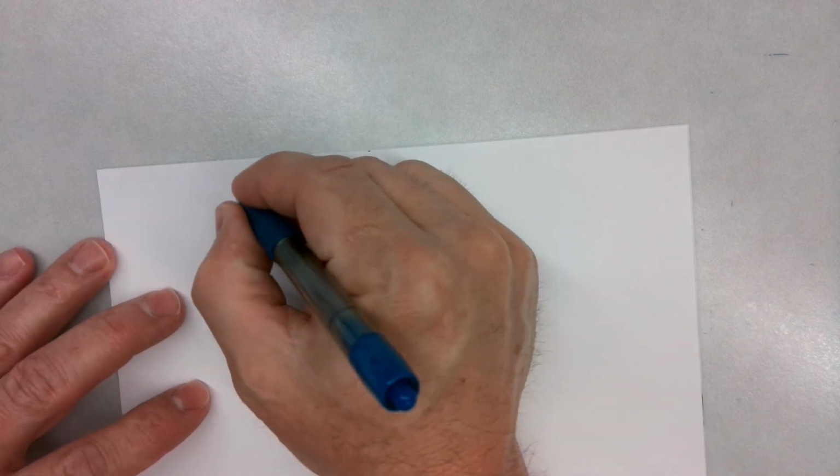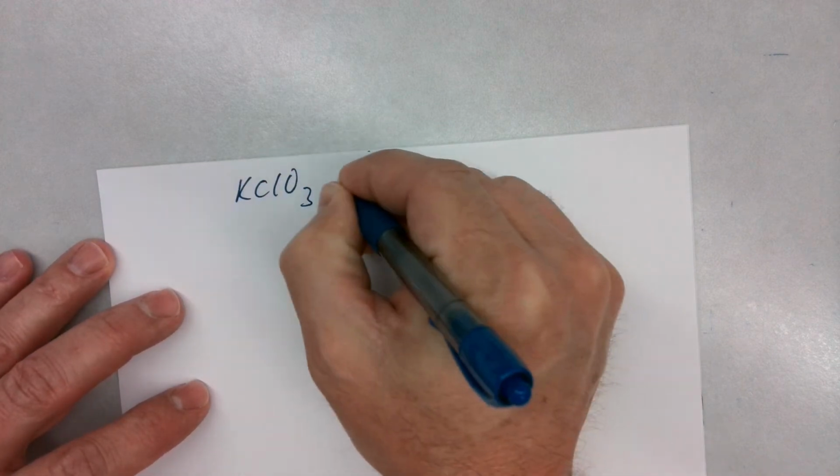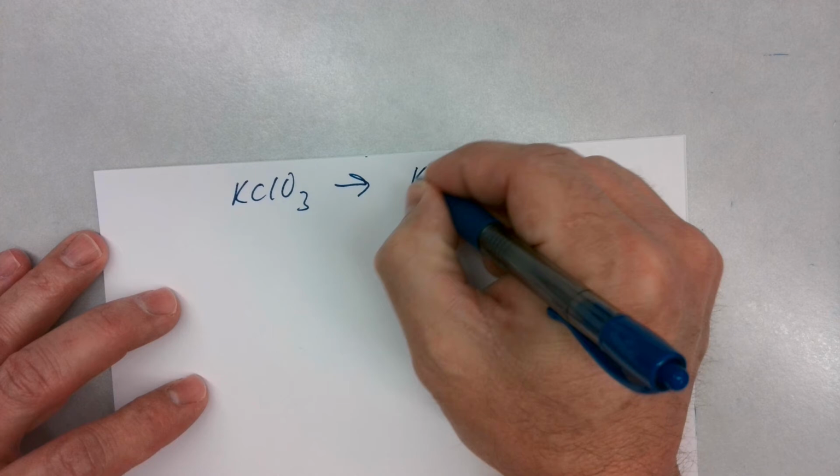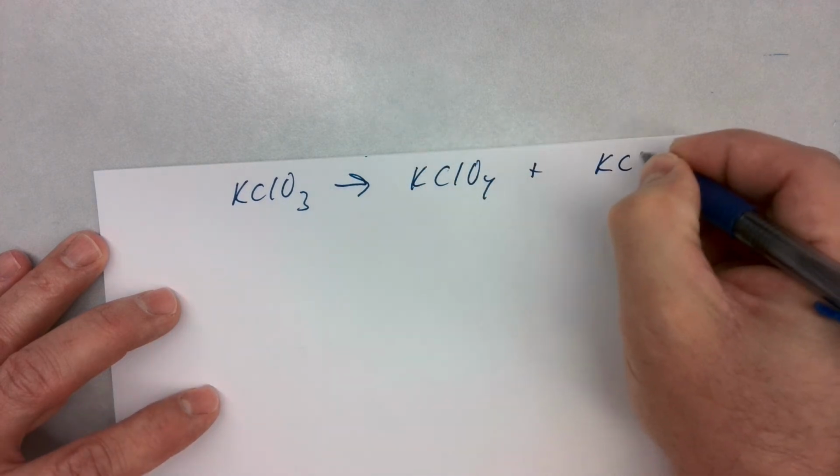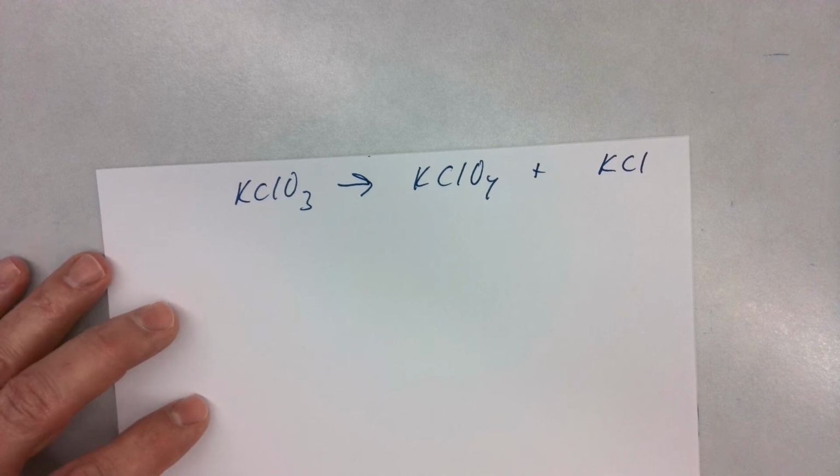Now, from there. Okay, so they're going to ask these questions lots of different ways. So let me share this one with you. Let's say I went with KClO3, breaks down to yield KClO4 plus KCl. Okay? And I said this.